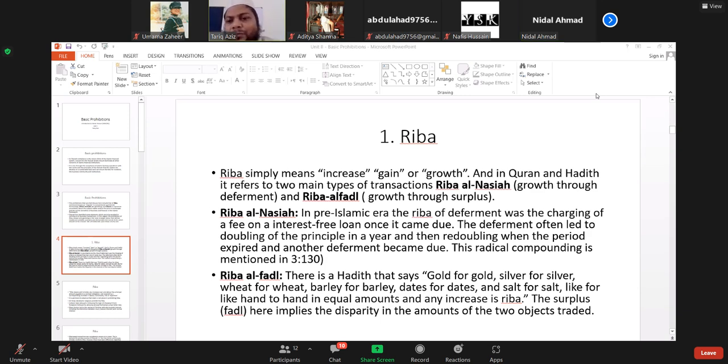See, if on the spot I am giving you 10 grams of gold and I am taking 12 grams of gold from you, then that excess is actually riba. And why would someone be interested in giving 12 grams of gold in exchange for 10 grams of gold? So that is injustice, and that is unfair for the parties.